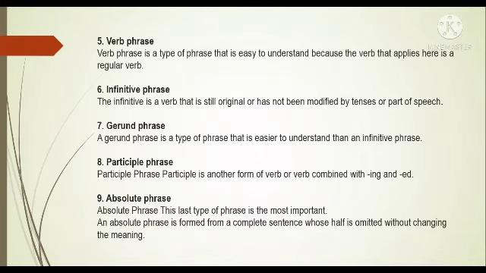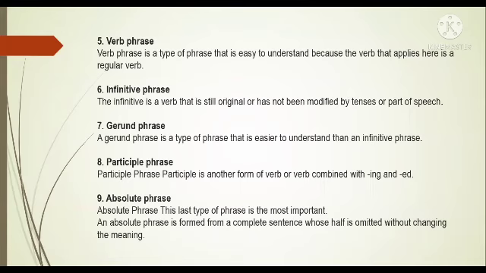Verb phrase is a type of phrase. Okay, that's the definition of phrase. A verb phrase is easy to understand because the verb that applies here is a regular verb. Infinitive phrase: the infinitive is a verb in its original form that has not been modified by tenses. Gerund phrase: a gerund phrase is a type of phrase that is easier to understand than an infinitive phrase.